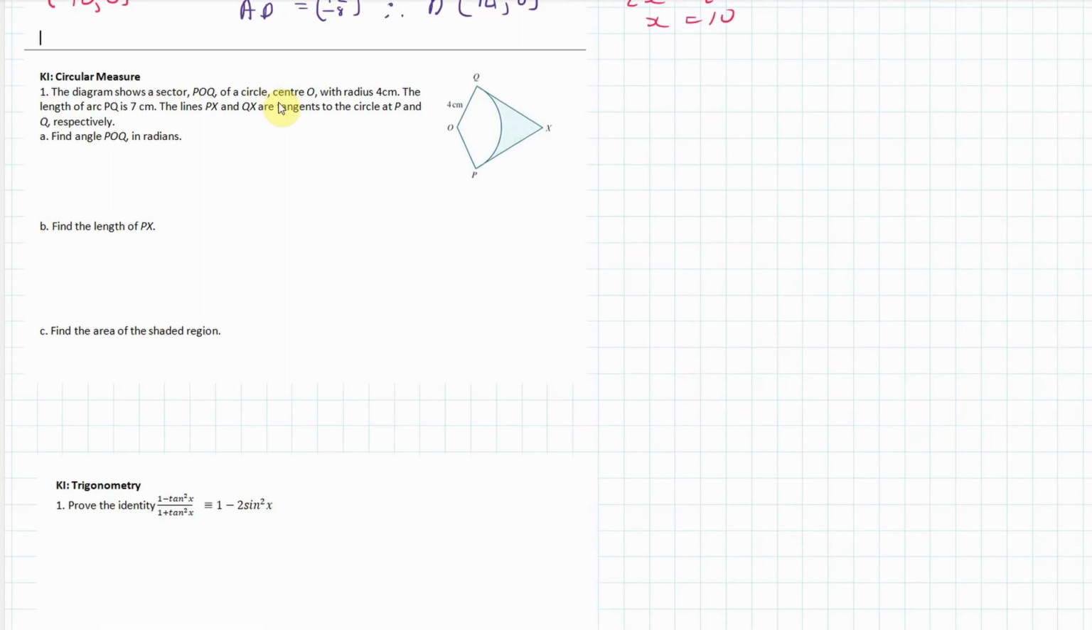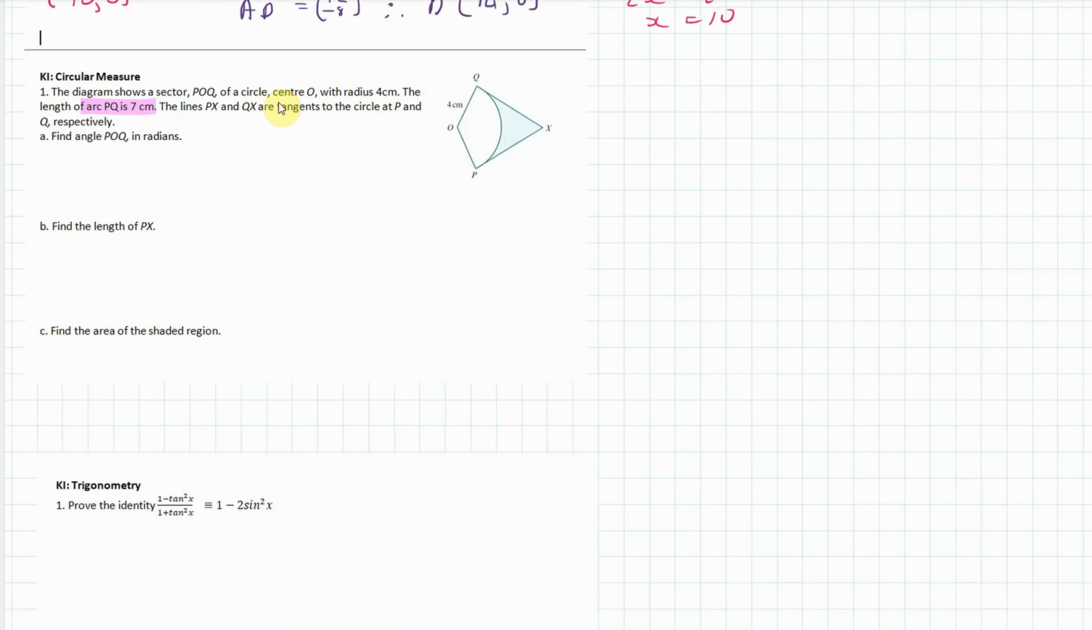Okay, now we've got this sector of a circle, POQ, so I'm just checking that out. Oh yeah, I see that. And it's got a radius of 4, and then the arc length, the length of arc PQ, is 7. So we know that's 7. The lines PX and PQ are tangents. And we've got to find angle POQ in radians.